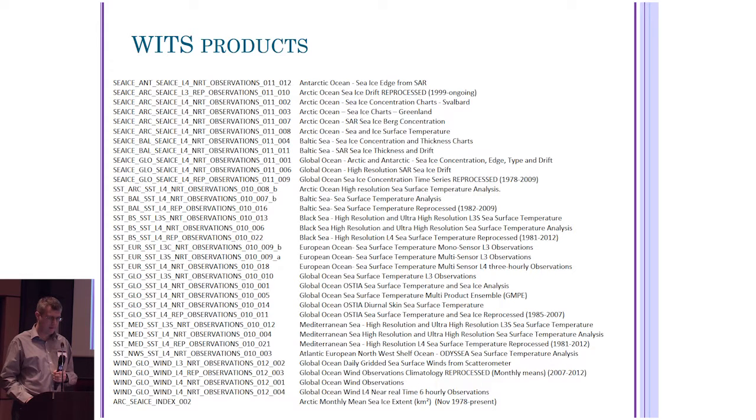We have 2 different processing levels, level 4 and level 3. So I'm going to explain what those mean in a minute. We have near real time and reprocessed. And then the end of the names here are the fact that they're observation-based products and the codes for each individual product.